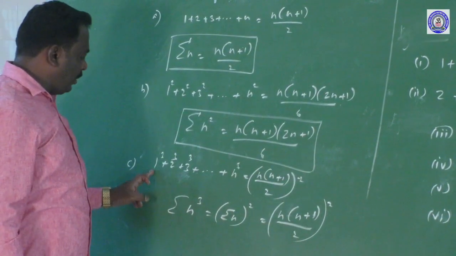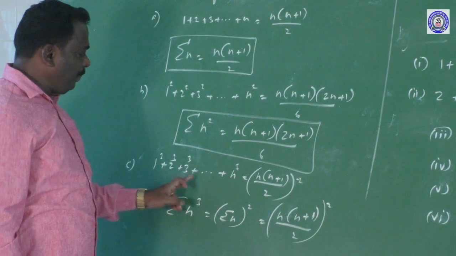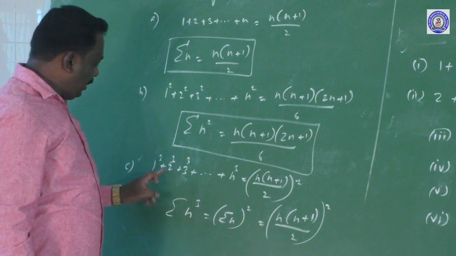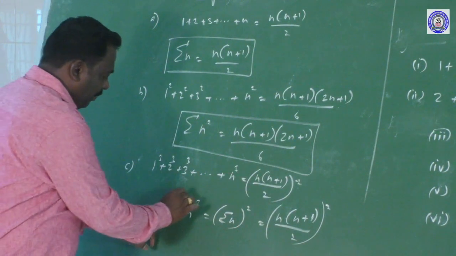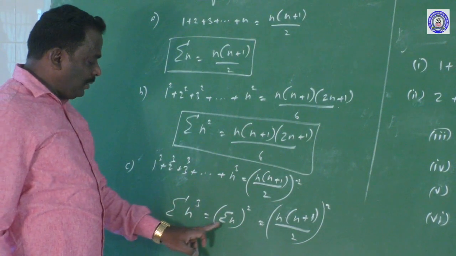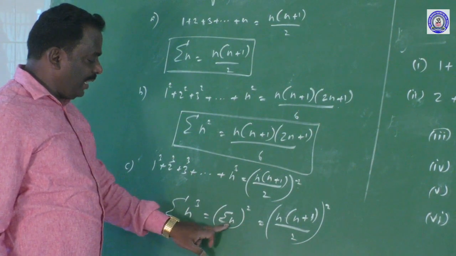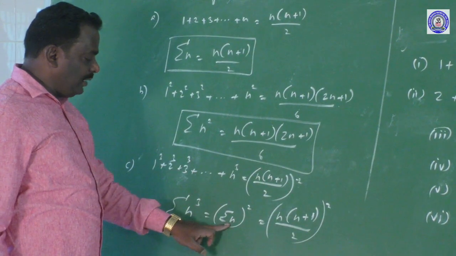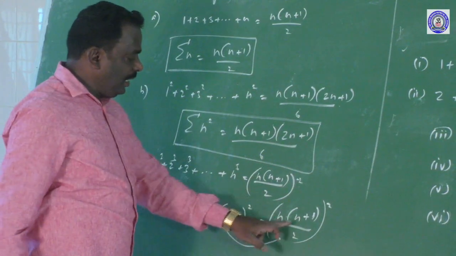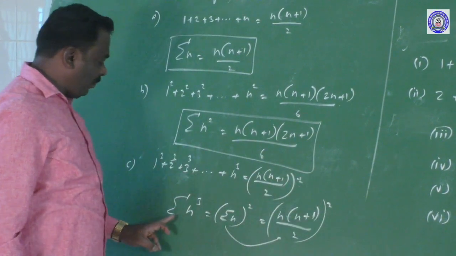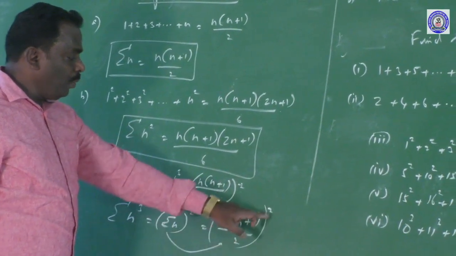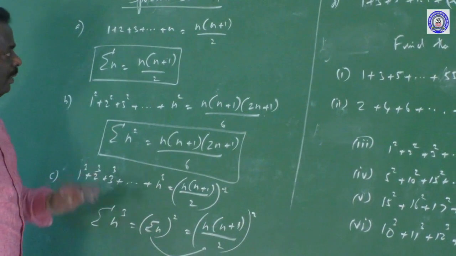The sum of the cubes: 1 cube plus 2 cube plus etc. up to n cube is equal to n into n plus 1 by 2 whole square. The sum of the cubes, defined by summation n cube, is equal to the square of the summation of n. The sum of n terms is n into n plus 1 by 2, so the whole square. Therefore, summation of n cube equal to n into n plus 1 by 2 whole square is called the summation n cube formula.